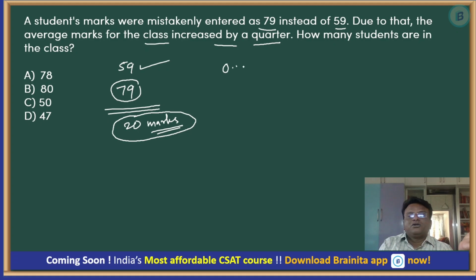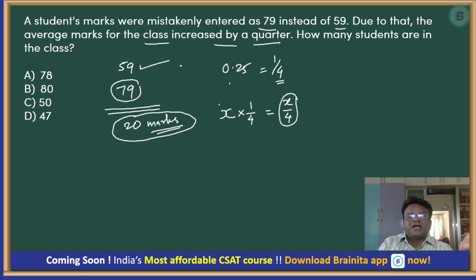So quarter we know is 0.25, which is nothing but 1 by 4, right? So the average marks for the class increased by a quarter. How many students are there in the class is the question. Let us say there are X number of students in the class. For every student, 1 by 4 marks got increased. That means the total increase in the marks of that class was X by 4 because of this mistake, right?